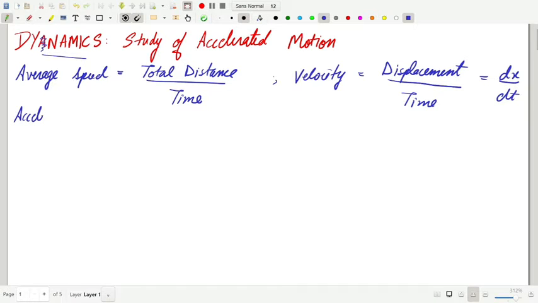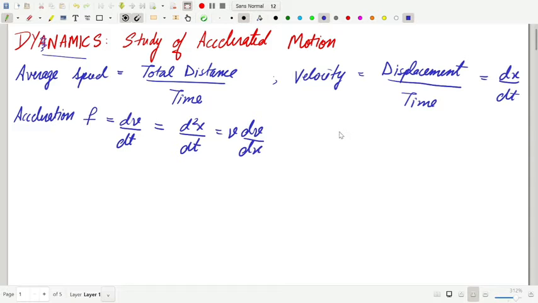Acceleration, symbolized by f, is dv by dt, that is velocity per unit time, which is equal to d square x over dt square. It is also written as v dv with respect to dx. Now, in some cases like this, velocity at point P is along the tangent at point P.